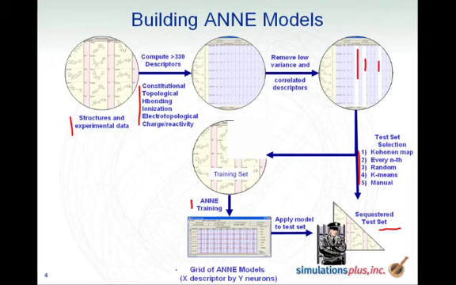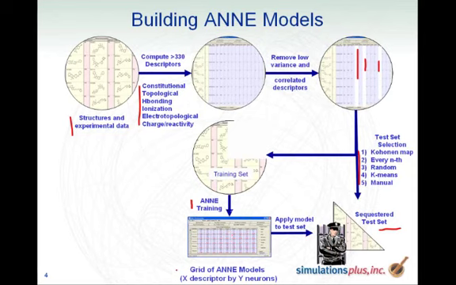A priori, we don't know what the number of descriptors or neurons will produce the best model. So we create a grid of artificial neural network ensembles by varying the number of descriptors and the number of neurons. Each one of these cells here represents a particular architecture with a particular number of descriptors and neurons. Then once the models are built, we apply them to the test set.